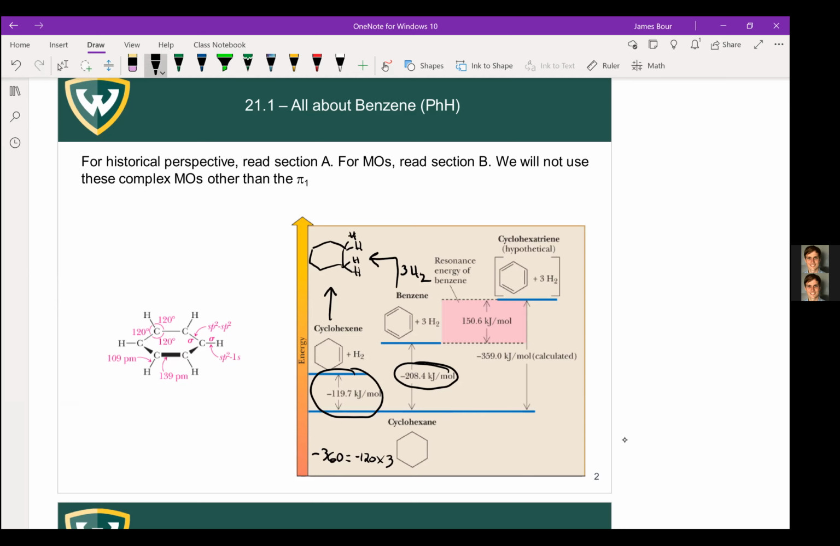Again, we would expect the energy of hydrogenation to be 3 times that of cyclohexene, since we're just doing it 3 times. 1, 2, 3 double bonds. But it's much less energy given off. And that energy difference is called resonance energy. It's due to a molecular orbital phenomenon in which having 3 consecutive double bonds is much, much more stable.